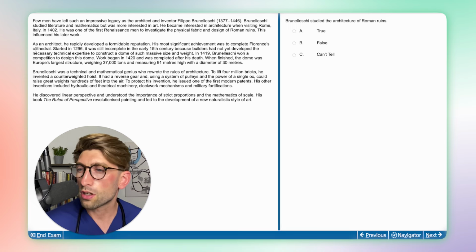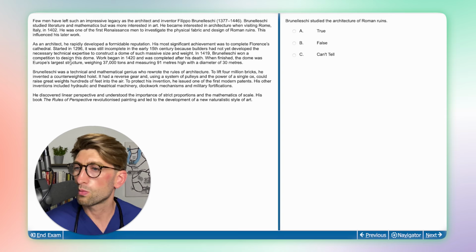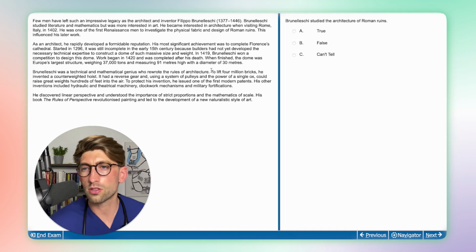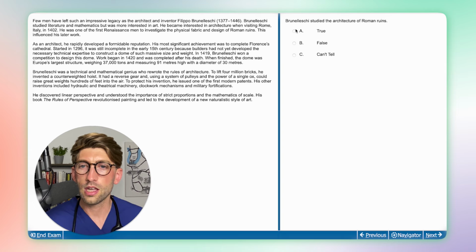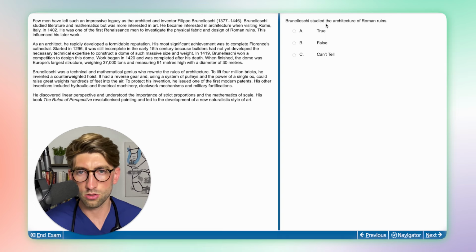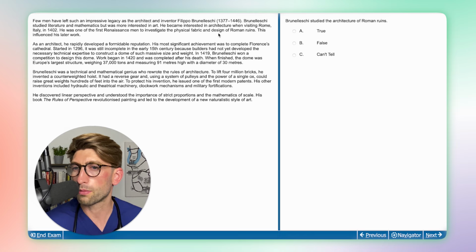I scan the rest of the text just to see if there's anything that refutes that. So as an architect, he represents nearly the expertise, massive, won a competition, his death. Initially, it was technical, mathematical genius, million bricks. I think we can rest assured that that has confirmed this. So I'm going to put this as: studied the architecture of Roman ruins, physical fabric.